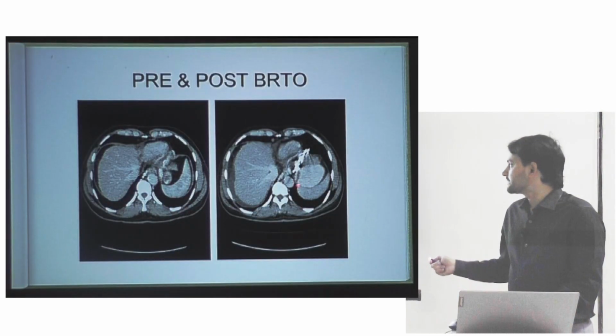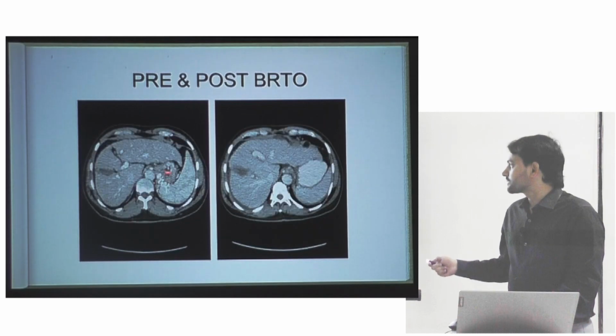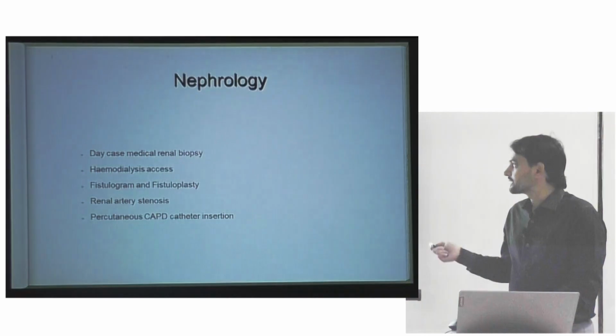So this is one CT image, pre and post. These are the pre-procedure varices, and this is the post-procedure glue cast in the fundal varices. Pre and post, these are the collaterals, and the collaterals disappear post BRTO. This is also one that can sometimes be life saving.